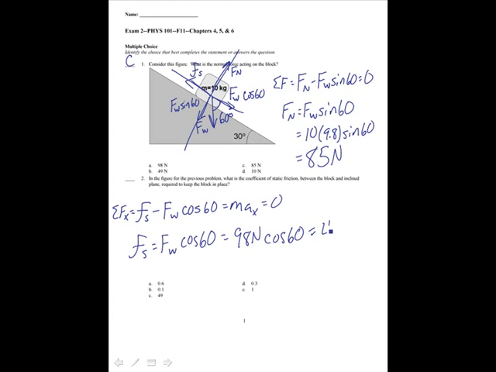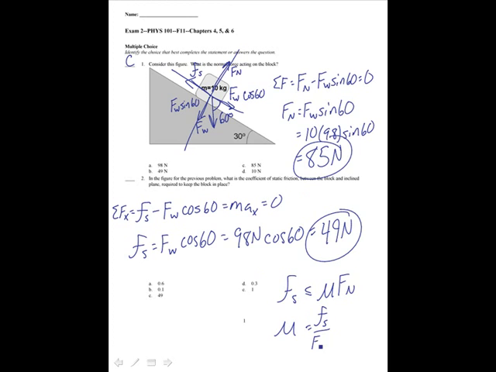It's 49 newtons. Alright, I already know my normal force. This is my Fs. Fs is mu times Fn. So mu is Fs over Fn, which is 49 over 85. Which is 0.57, 0.6. That's A.